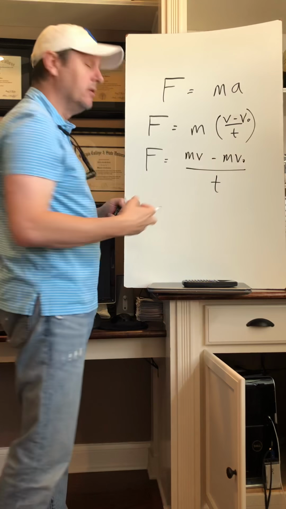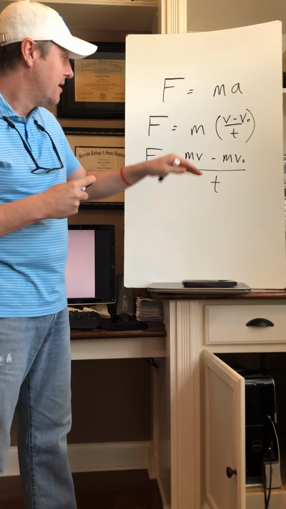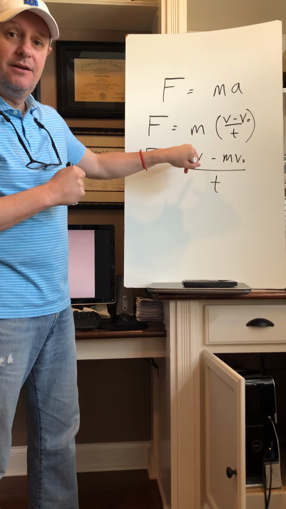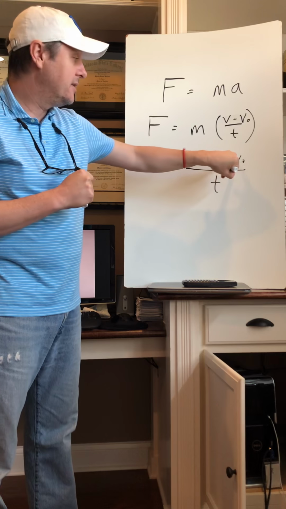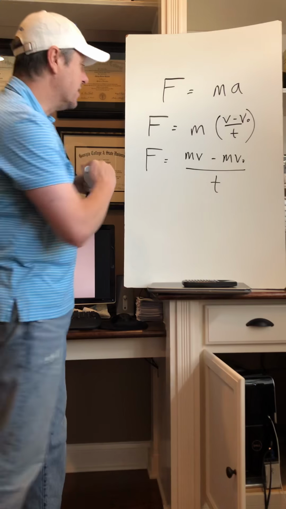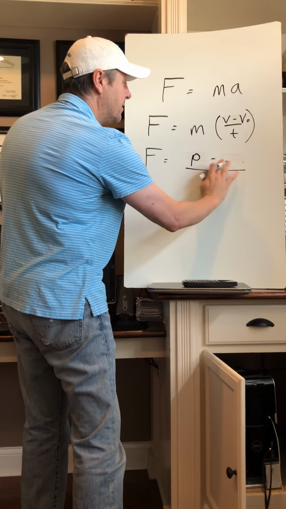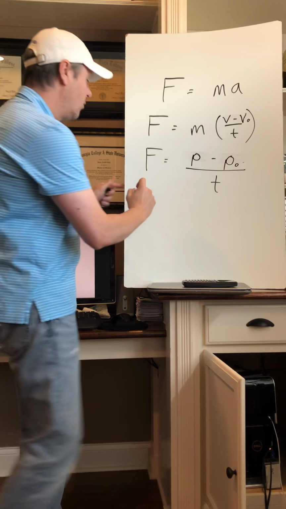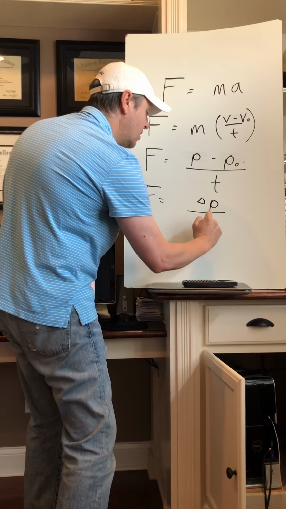Well, does that right there look familiar? It should, if you paid attention to yesterday's lesson and you did the problems. Mass times velocity should look familiar. Well, what is mass times velocity? That's right, that's momentum. So this would be final momentum minus initial momentum. Well, what is final minus initial? Once again, change in. So another way of stating that is force is change in momentum over time.